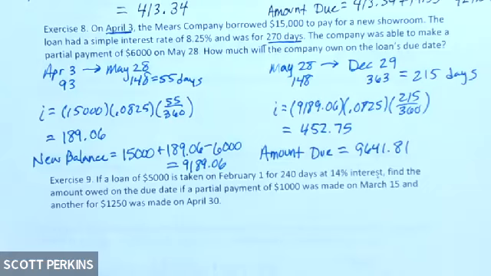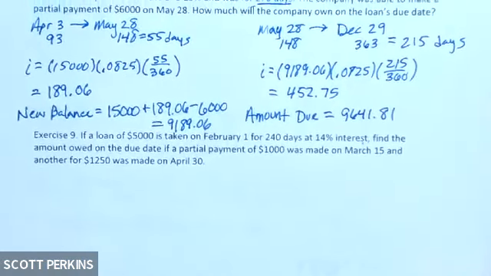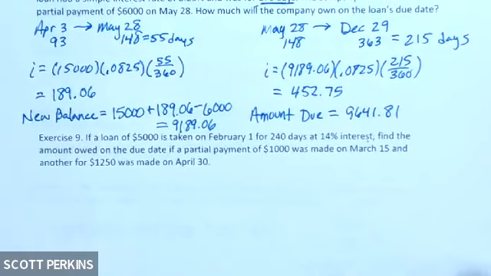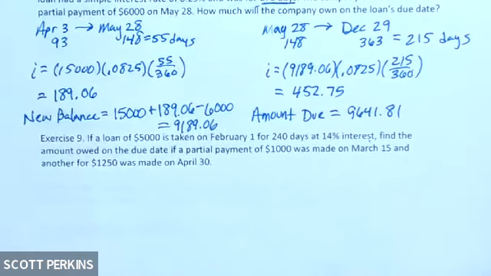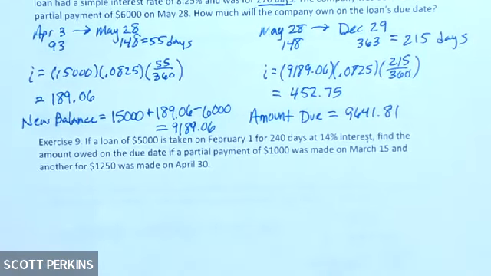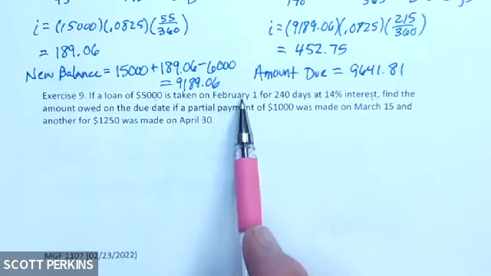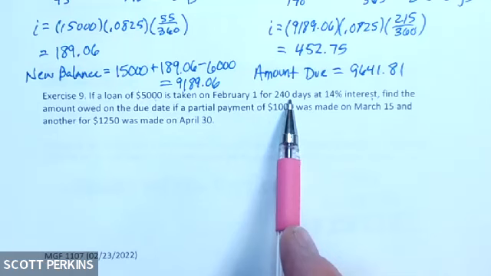Great question. All right, so we've got just enough time for one more. So again, if you didn't quite get all of that, I understand these problems are a little bit involved, as things tend to get with money. Exercise 9 is the same sort of thing, but this time, just to keep things super spicy, there's two partial payments. So I'm going to summarize what you're going to do here. So we've got a $5,000 loan taken out on February 1st for 240 days.